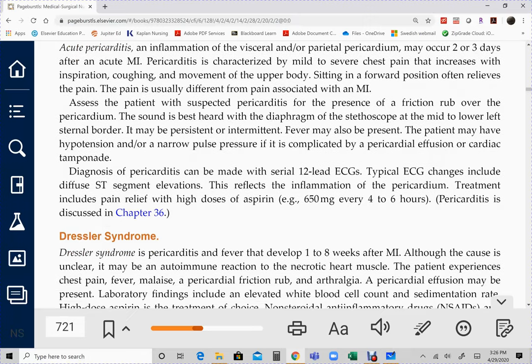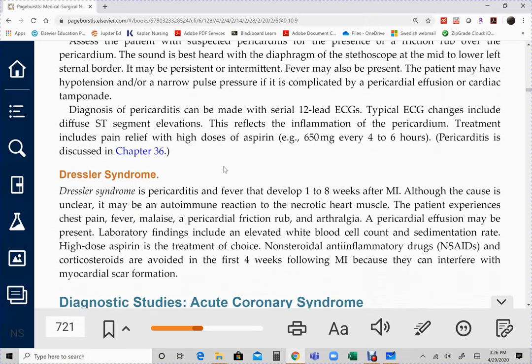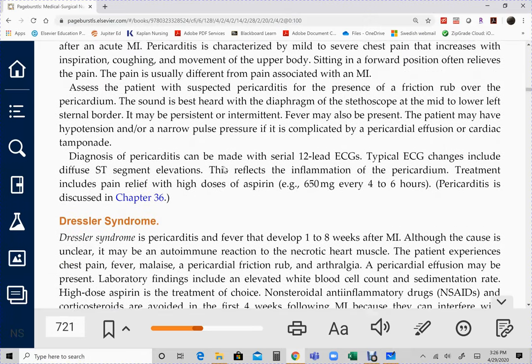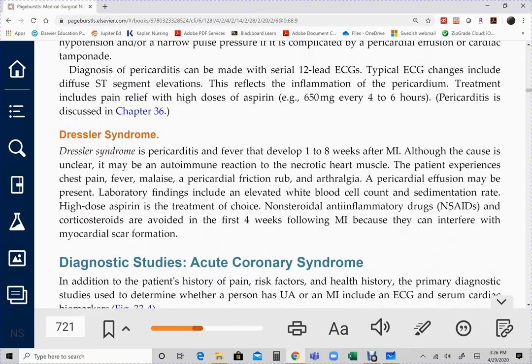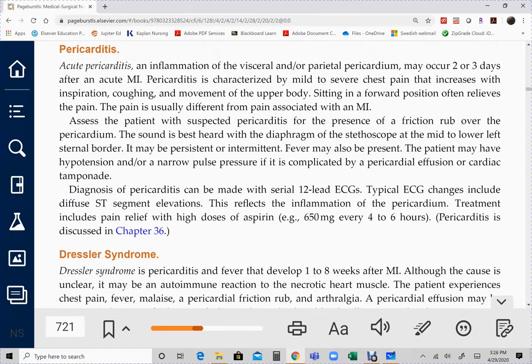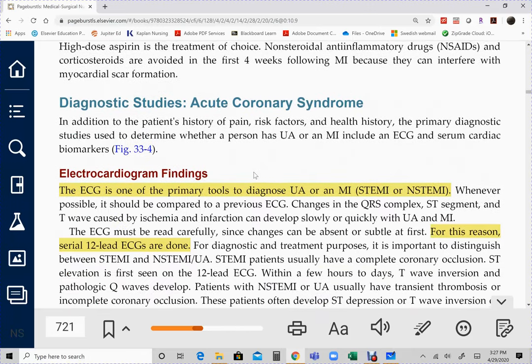Yeah, should be 36. Same thing with Dressler syndrome. Okay. Meaning both are pericarditis. So as you can see here, Dressler syndrome is pericarditis. So pericarditis is inflammation of the sac surrounding the heart. So this can result from an MI because there's inflammation around dead tissue after an MI. So this can inflame the pericardium, causing pericarditis. Again, we'll discuss this extensively in chapter 36.